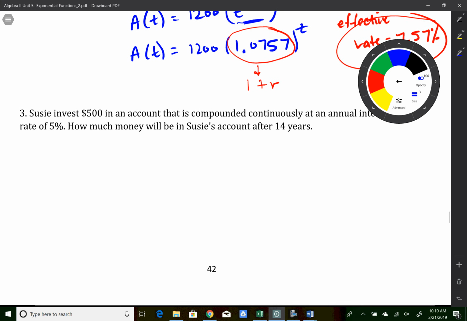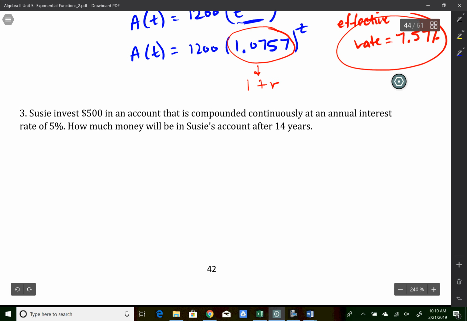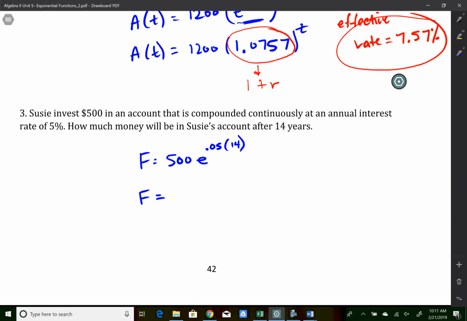Number three is just us using this new PERT formula we're learning in this lesson. So if I take my future value is equal to 500 times e to the 0.05 times 14. I'm just plugging in what I know. All right. The nice thing about this chapter is we rarely have an exponent that's a variable. That's more for the next chapter. So these are kind of easy to plug in. So we get $1,006.88.